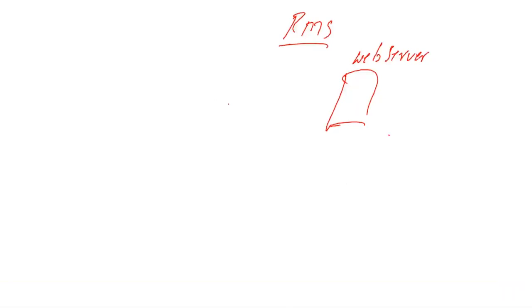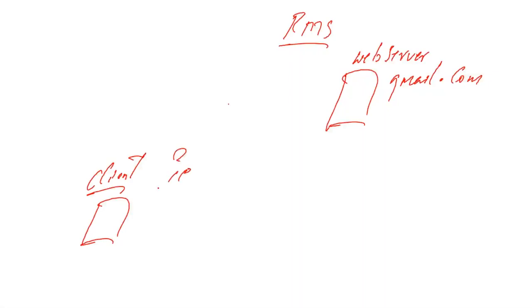So we'll see now. Example, right now we have one web server in our organization and we want to host one website. We are hosting one website by the name of example gmail.com, right? And I want to allow the user to access this website over the internet. So one of the users is sitting on his home PC, client PC, going to the browser and requesting my organization's website.